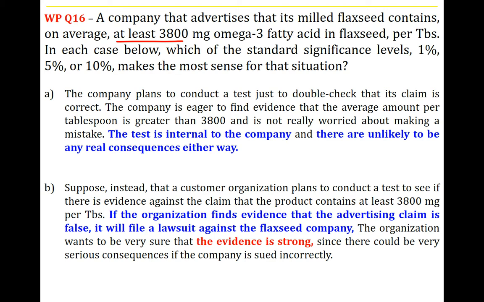Letter A says the company plans to conduct a test to double check the claim. The company is eager to find evidence that the average amount per tablespoon is greater than 3,800 and is not really worried about making a mistake. Nobody's going to get hurt because I made a mistake. The test is internal in the company and there are unlikely to be any real consequences either way. Okay, I'm going to open that up for an alpha level of 10%. Nobody's going to get hurt. I'm just running the test in the company. No consequences either way.